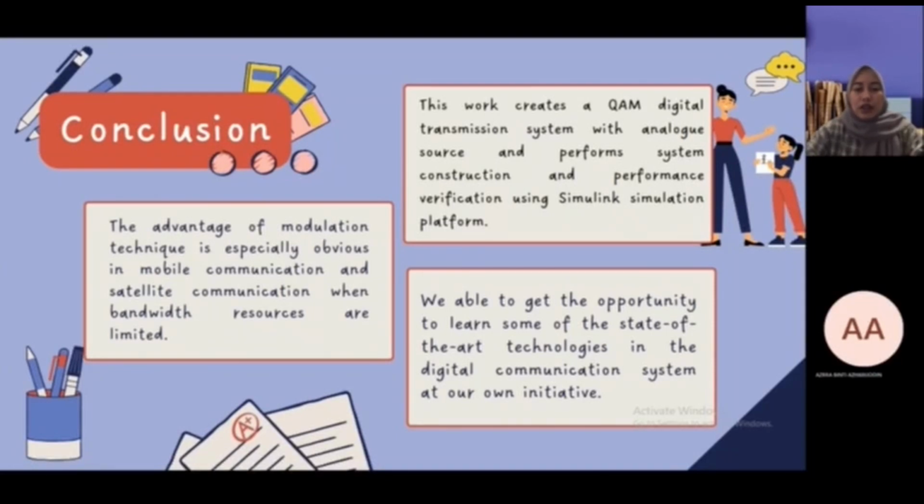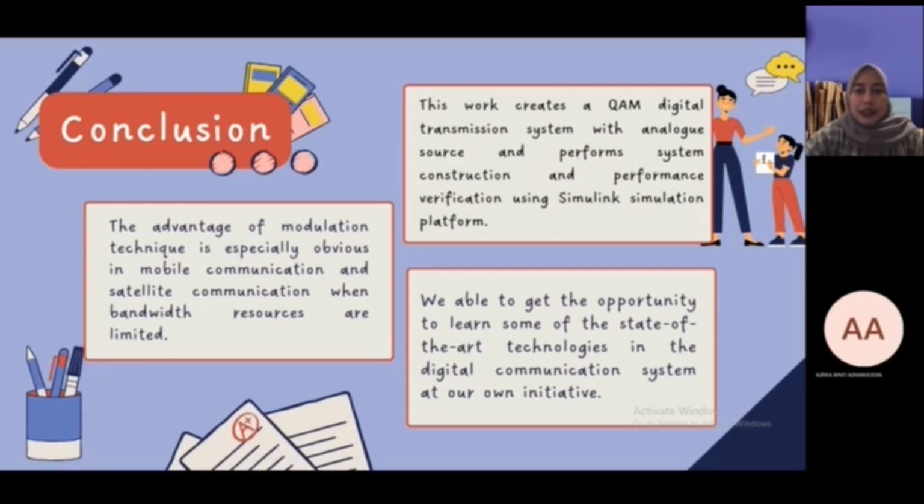In conclusion, moving towards IoT and the Industry Revolution 4.0 era, QAM modulation technology is frequently utilized for achieving improved spectral efficiency as well as transferring faster data rates in a restricted frequency spectrum. The advantage of this modulation technique is especially obvious in mobile communication and satellite communication when bandwidth resources are limited.